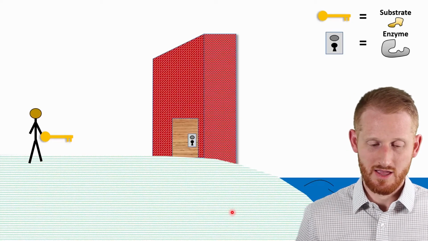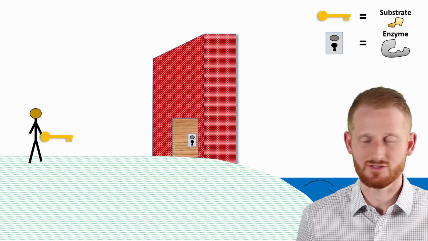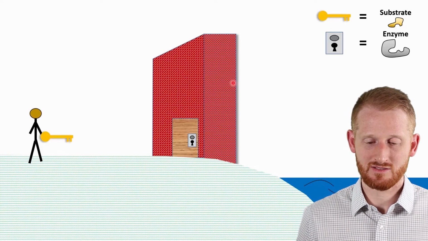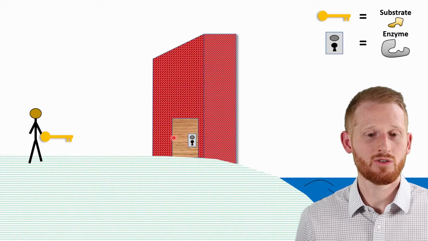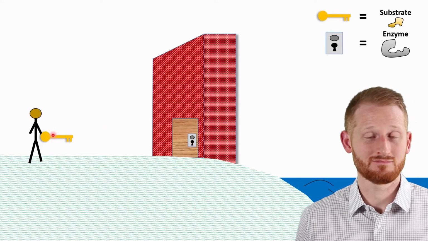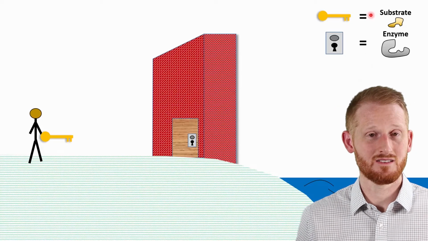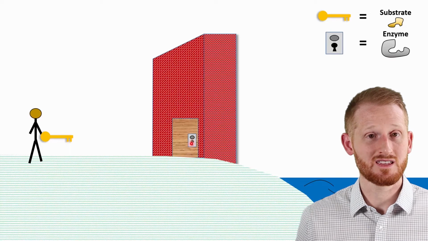All right, so here we have this person who's trying to get down to the waters and maybe fish or swim or do whatever this person's trying to do down at the water. And there's this wall in the way. And in the wall is a door with a keyhole, and this person may or may not have the key. All right, so the key is the substrate, and the enzyme is the keyhole here.